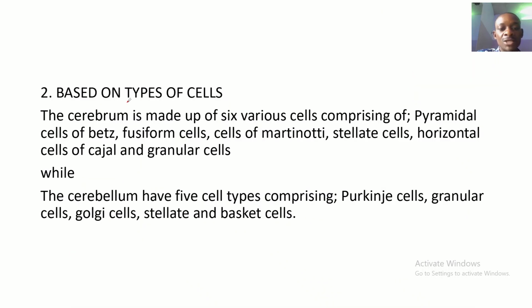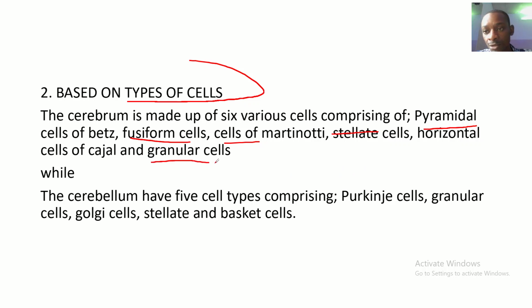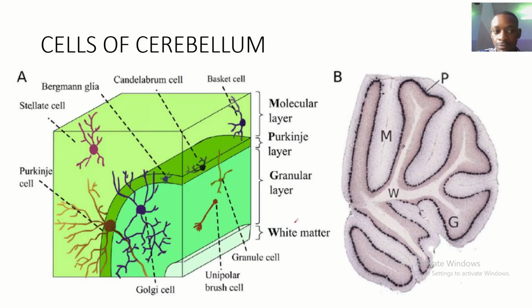So let's differentiate them based on the types of cells that can be found in these layers. Of course, the cerebrum will still have more layers and cells, right? So the cerebrum is made up of 6 various cells comprising of pyramidal cells of Betz, fusiform cells, cells of Martinotti, stellate cells, horizontal cells of Cajal, and granular cells. The cerebellum has 5 cell types comprising of Purkinje cells, granular cells, Golgi cells, stellate cells, and basket cells.